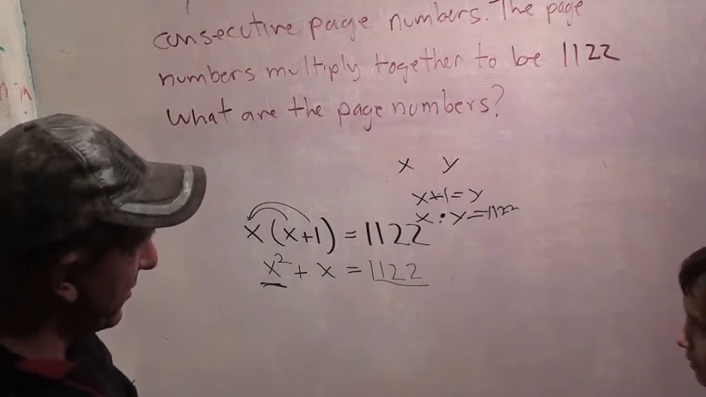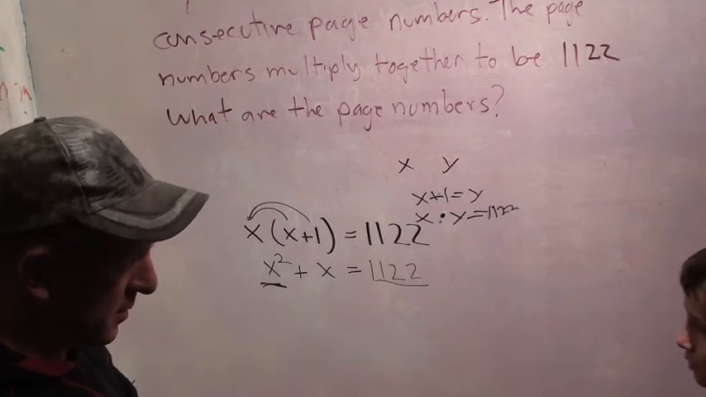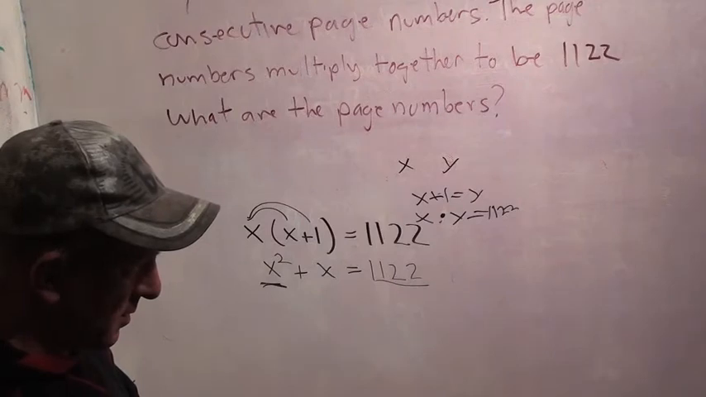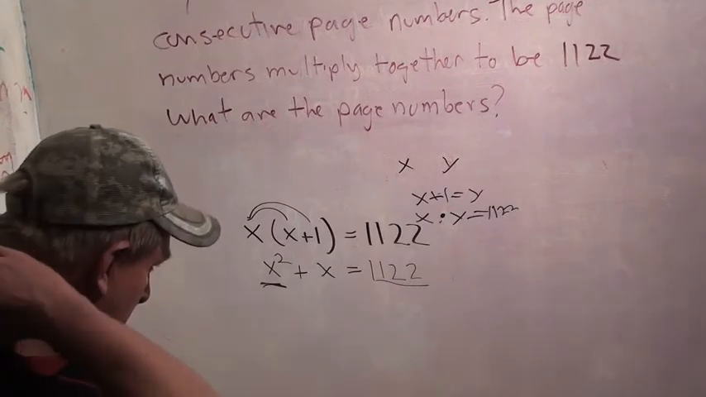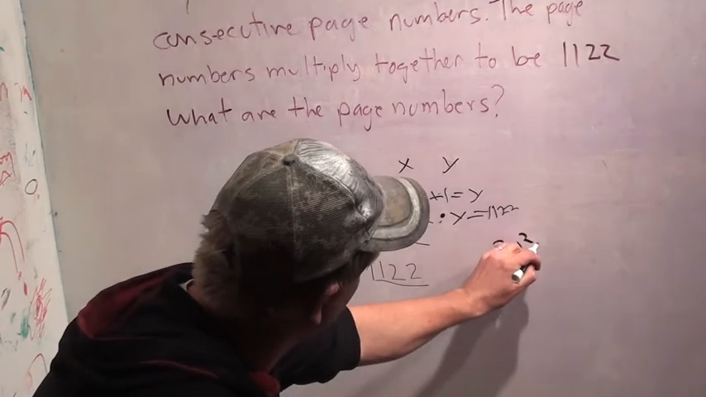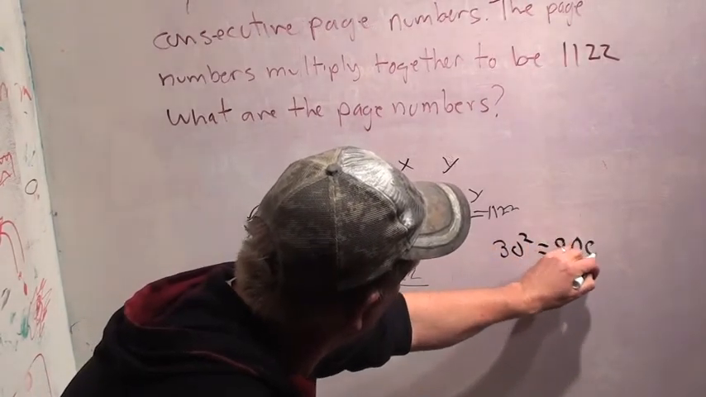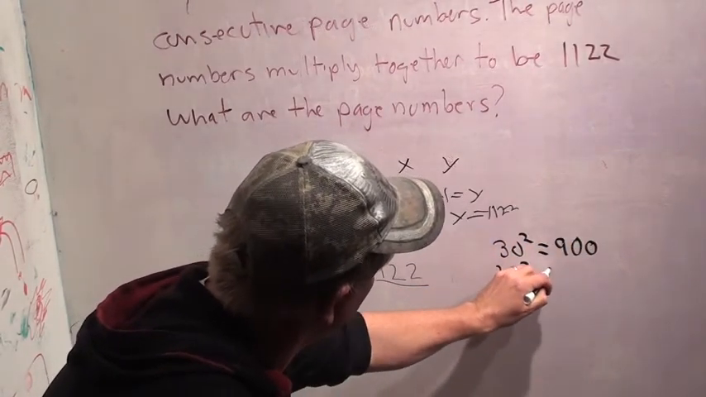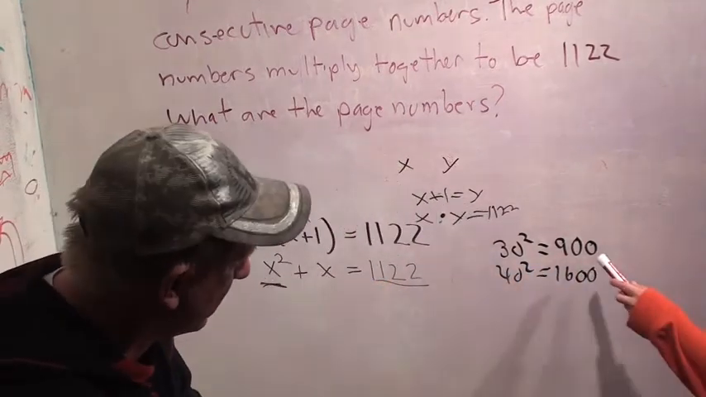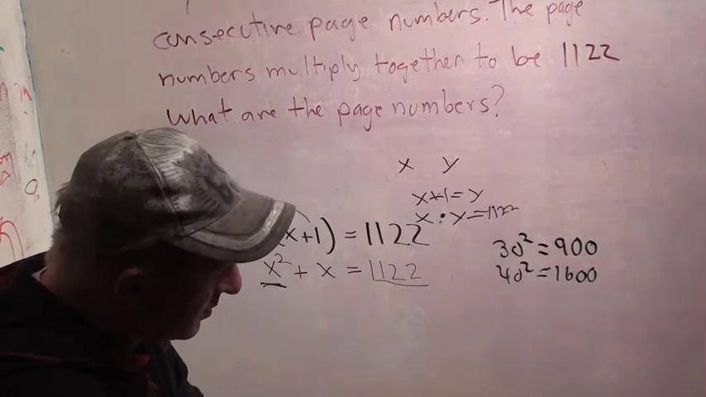40 squared is 1,600. 30 squared is 900. 30 squared is too low. Well, 30 squared is 900 and 40 squared is 1,600. So which one's closer to 1,122? 30 squared. Okay, so it's a little closer to 30.